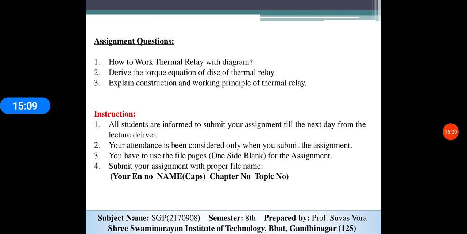So today we studied the thermal relay and the induction type relay. Basically, the functions of these two relays are different and their arrangements are different. The thermal relay is applied for the normal circuit, meaning the inner circuits of motors, and the induction type relay is applied for heavy rating systems.